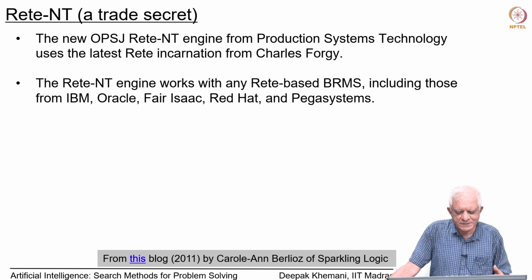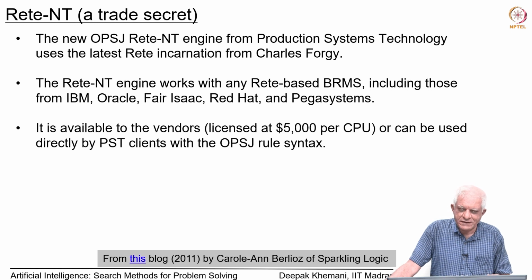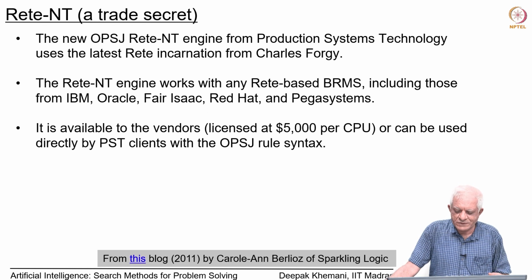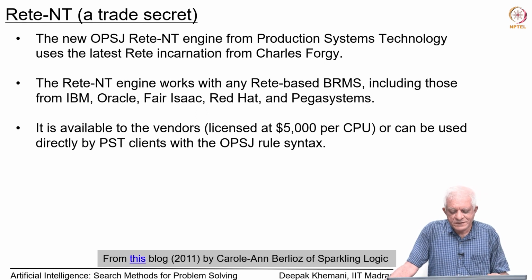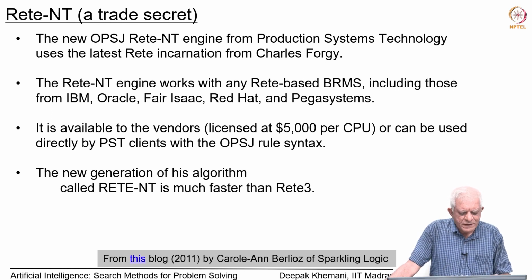Rete based business rule management systems, including those with IBM, Oracle and so on. As you can see, it was a very popular technology. They made it available to people licensed at $5,000 per CPU, or it could be used directly in the Production Systems Technology applications. The new generation of this algorithm, which is called Rete NT, is much faster than Rete 3 essentially.